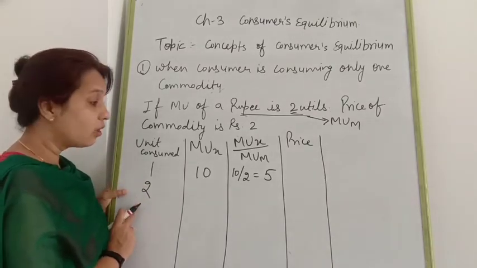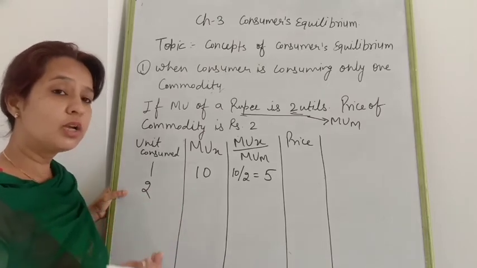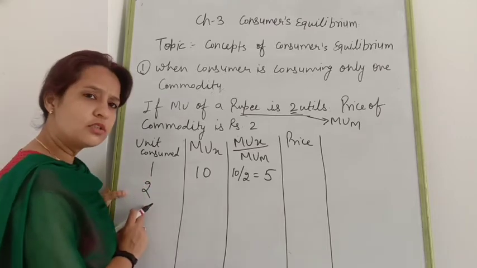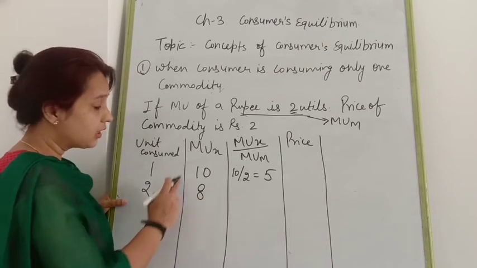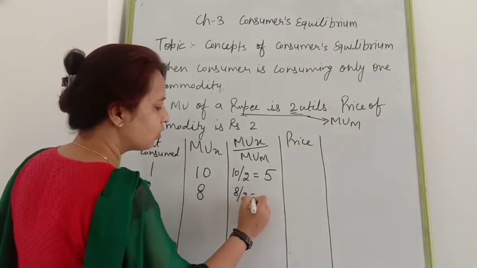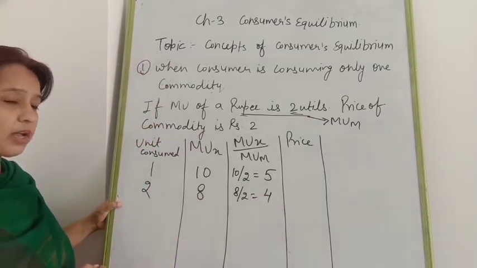I told you here the law of diminishing marginal utility works. As more and more units he consumes, his satisfaction goes on decreasing. If he is going to consume the second unit, definitely his satisfaction will decrease. MUX will be 8. 8 divided by 2 equals how much he is going to get? MUX divided by MUM, that is 4.